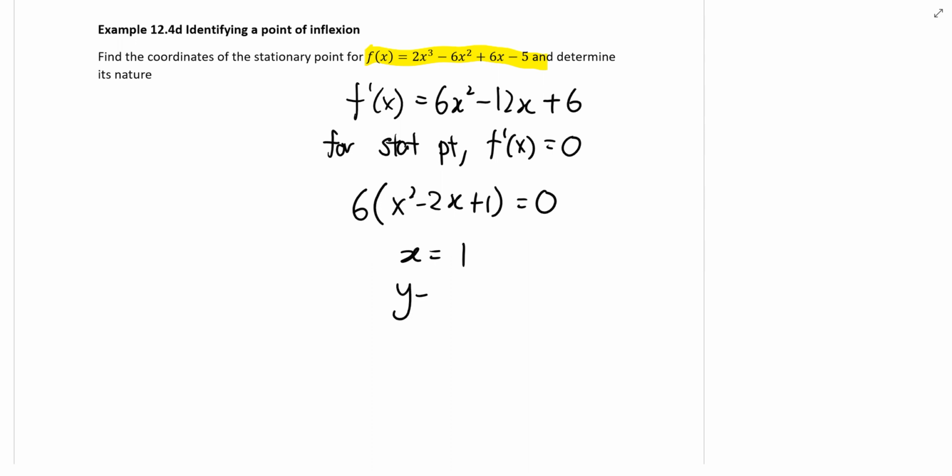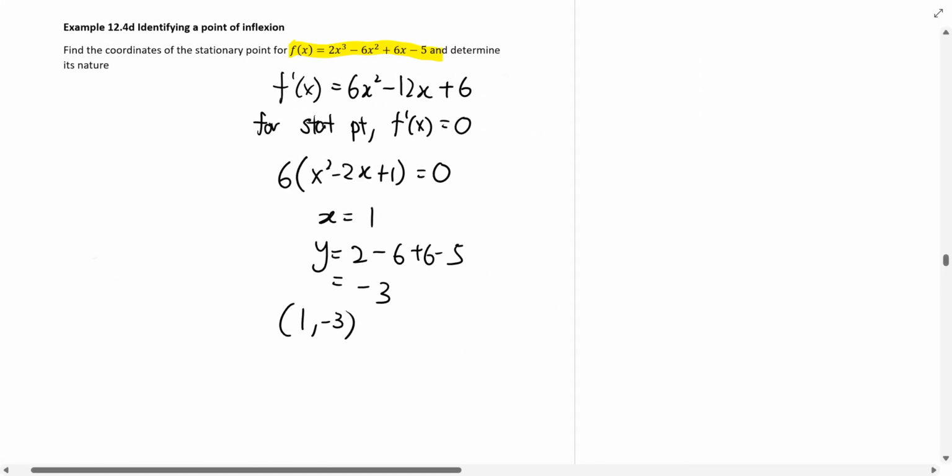And what is the y? The y is equal to, I sub it in, 2 minus 6 plus 6 minus 5, which equals negative 3. So I have (1, -3) as my stationary point.